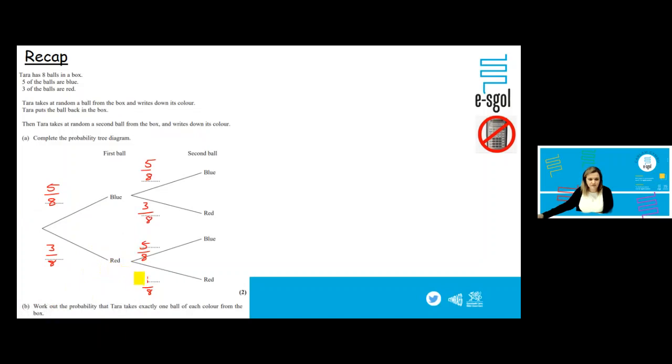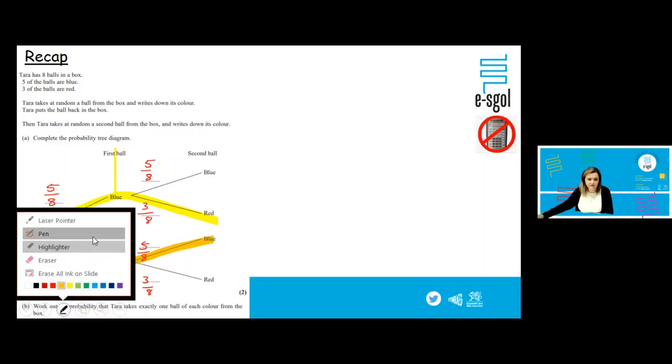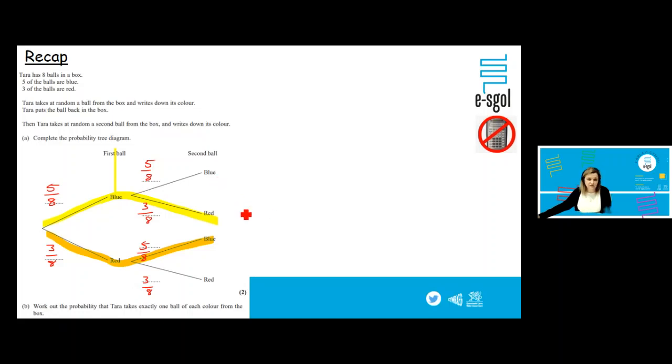Okay, so the question says, work out the probability that Tara takes exactly 1 ball of each colour from the box. So it's not saying what colour, it's just saying 1 of each. So there's going to be more than one option here. So if we choose blue on the first one, then we must choose red on the second one. Okay, so that's one of the paths that we could follow. Or the other path we could follow is if you choose red on the first one, and then you choose blue on the second one. Now, we're still using what we did just now, which is times in along the branches. That's still the case. But because we've got 2 options now, we're going to then be adding our second section.